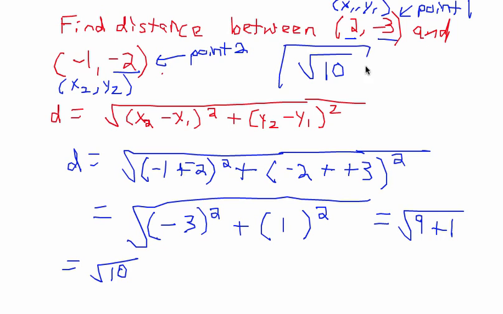And if the problem says give the exact answer, that means leave it in radical form, because it means don't put this in your calculator and find the value and then round it. If they want the exact answer, you have to leave it in radical form.